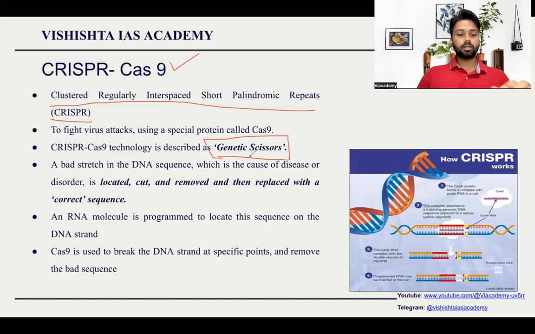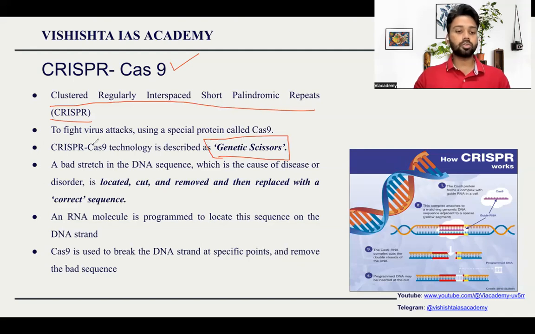Here what we will do, using the CRISPR-Cas technology, we will cut out the faulty genes and then we will replace it with the healthy gene. And the DNA will repair itself with the healthy genes, and then the genetic defect will be overcome. So this is the basics which you should be knowing.